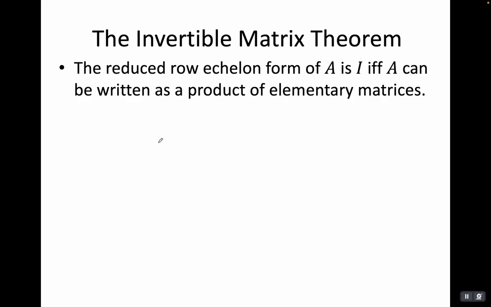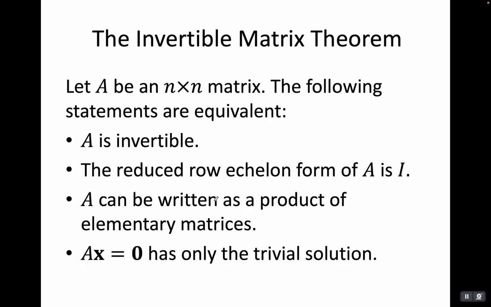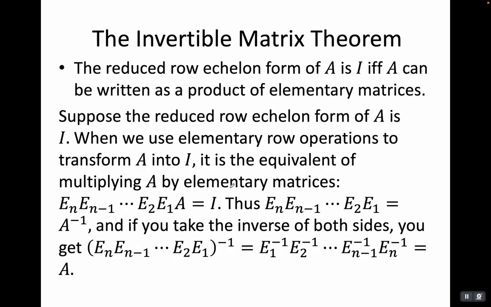The reduced row echelon form of A is I if and only if A can be written as a product of elementary matrices. So now we're showing that the second and third statements are logically equivalent. Suppose the reduced row echelon form of A is I. When we use elementary row operations to transform A into I, it is the equivalent of multiplying A by elementary matrices: first E1, then E2, and so on, then E sub n minus 1, then E sub n, and that all equals I.